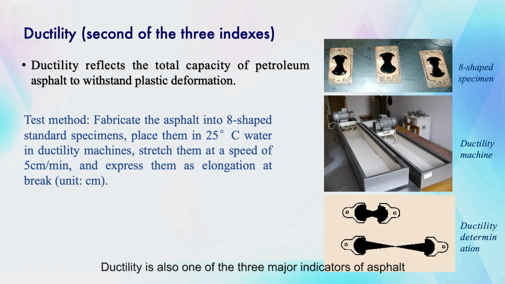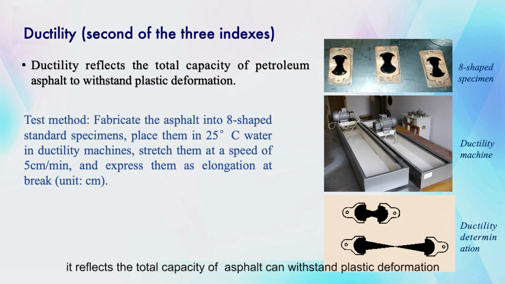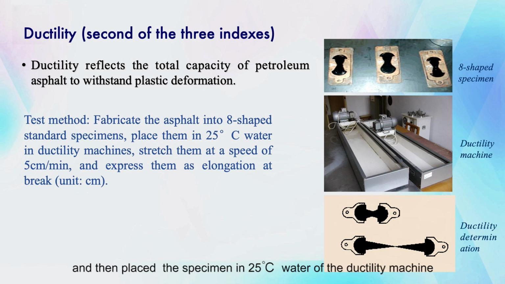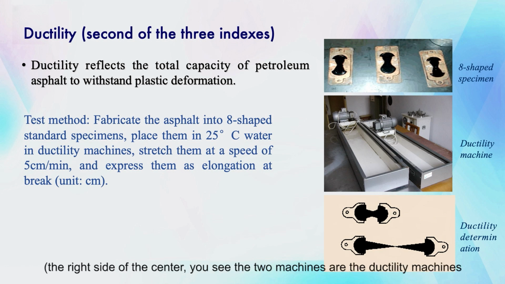Ductility is also one of the three major indicators of asphalt. It reflects the total capacity of asphalt to withstand plastic deformation. First of all, the asphalt is made into an H-shaped standard specimen. We see on the right side at the top of this picture the H-shaped specimens, which are then placed in 25 degree water of the ductility machine.